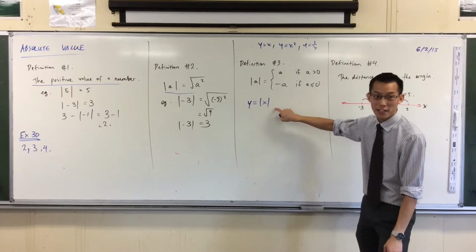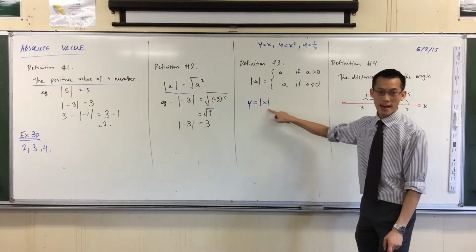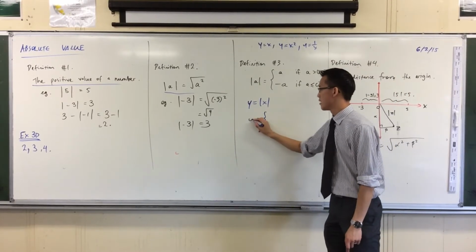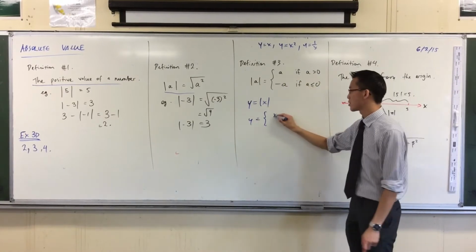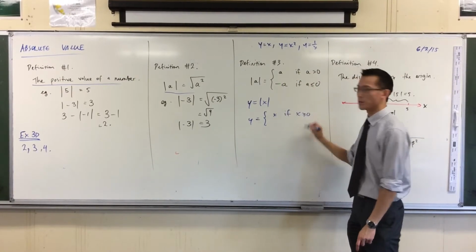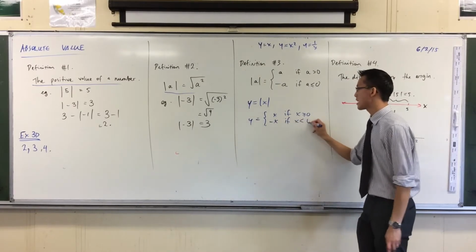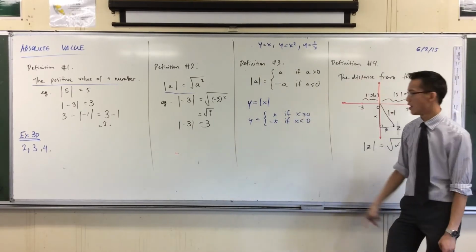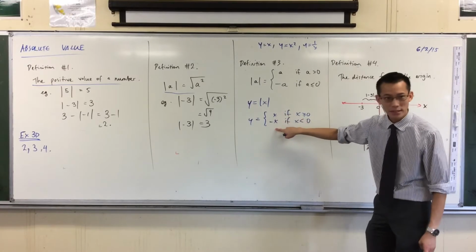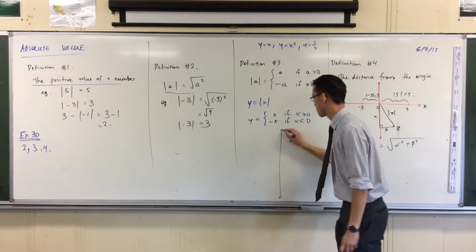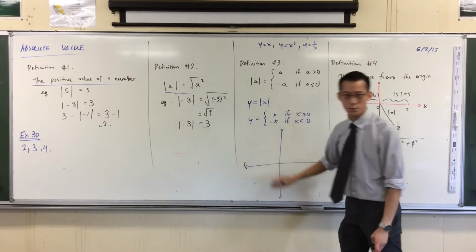Because by definition, where I see the absolute value of x, it means it's equal to x if x is positive or equal to 0, and it's equal to negative x if x is negative. Now, this paints a very clear picture. I know what this looks like, and I know what this looks like. Watch. We'll go from left to right.